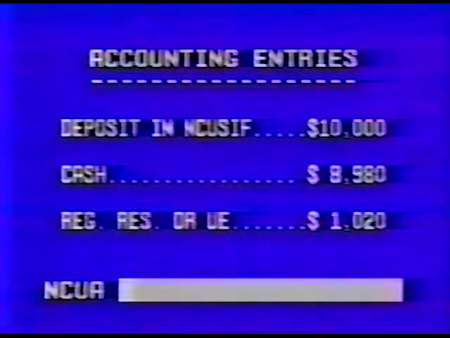Finally, the credit union, at its option, will credit either account 931 regular reserve or 940 undivided earnings for $1,020. This is the earnings credit found on line 7 of the share insurance fee statement.